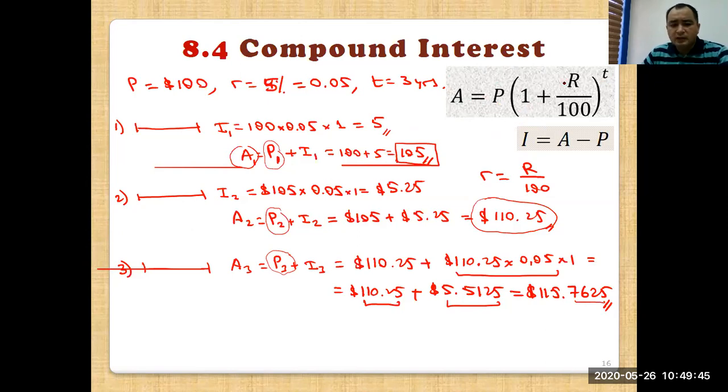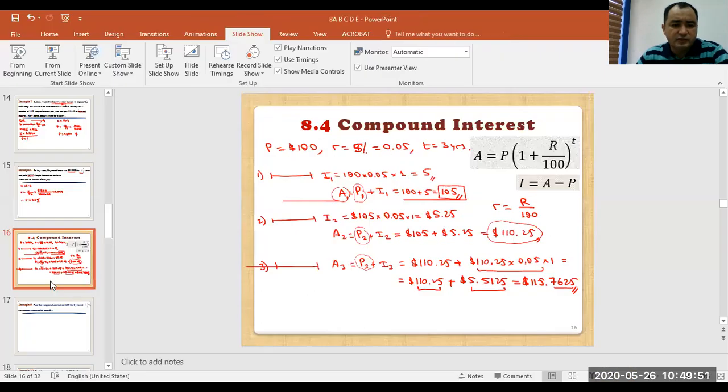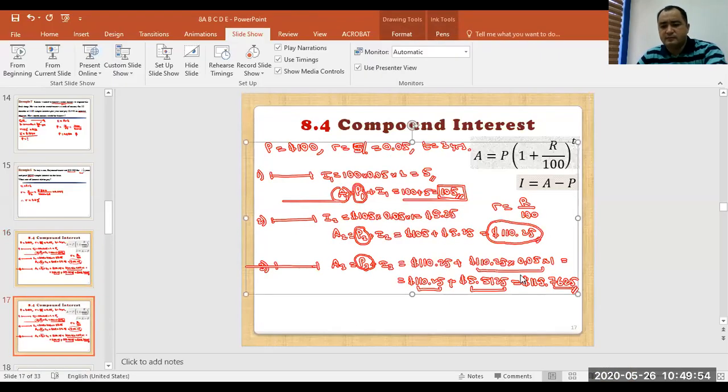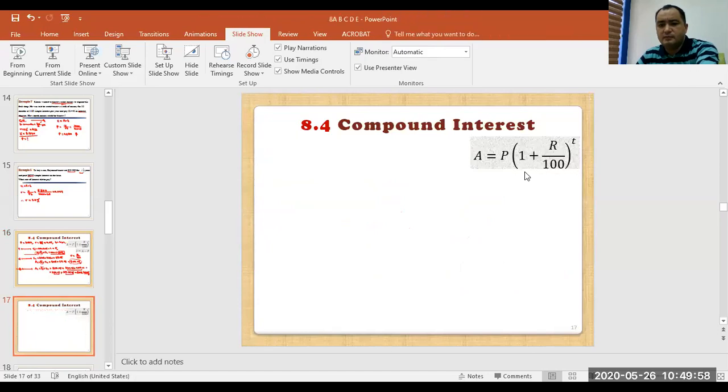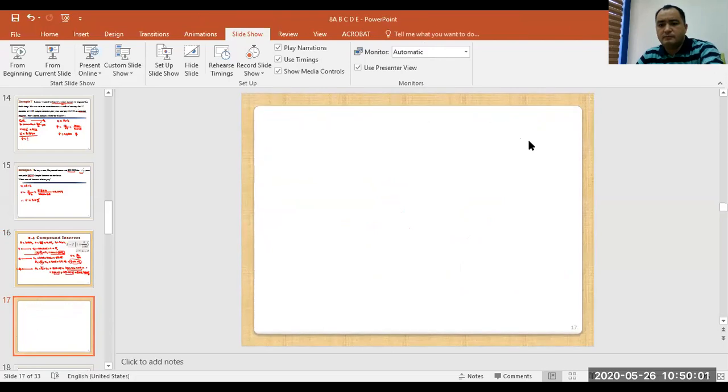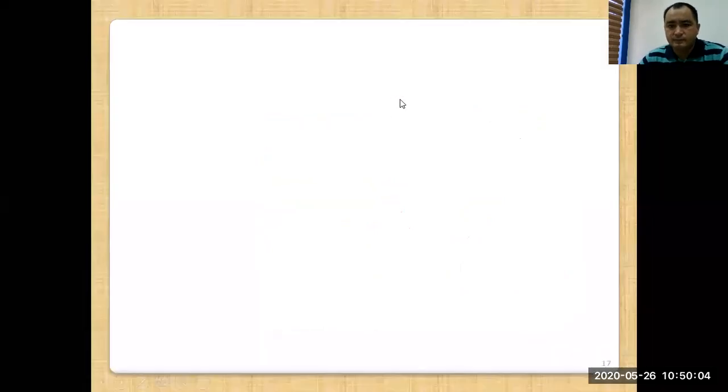Okay, let me just generalize this. I need just one slide here. So the general case: somebody invests P dollars at compound interest rate, it is R in decimal, and for T years. Okay. So now, the first year, what happens?